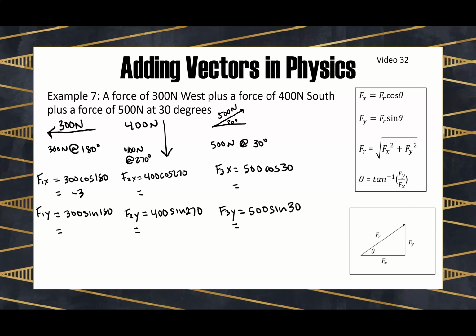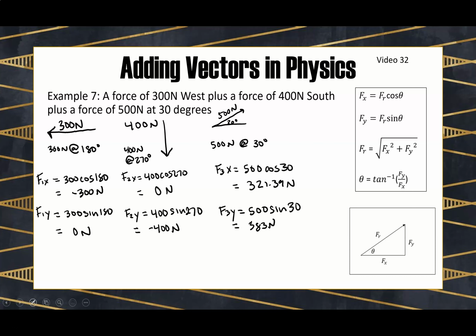I get minus 300 newtons, 0 newtons, which makes sense. Here I get 0 newtons, which makes sense because I'm not going left or right, but I am going down 400 newtons. And then here, it's going to be a little bit more mixed. Okay, and then this one is going to be 383 newtons.